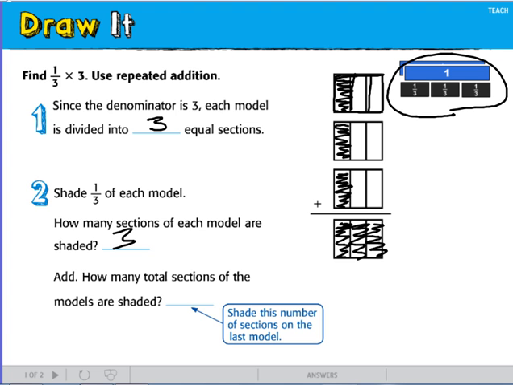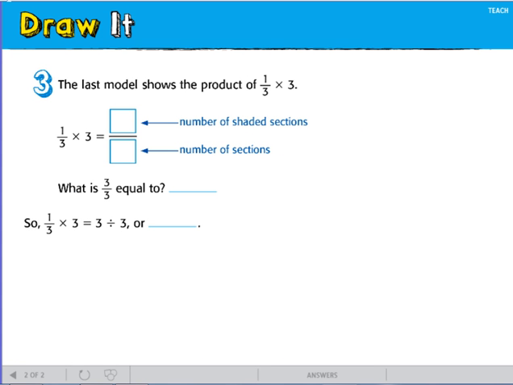Okay? So there's 3 sections shaded. Now how many total sections of the model? I'm sorry. Did you see what I just did? Okay, so in each one of these models, I have 1 section shaded. We added them all together. I have a total of 3 sections that I shaded, which in my answer, I then shaded 3 sections. Okay. So now, we're over here. So our 1/3 times 3, I shaded 3 of my thirds. So 3 thirds is equal to 1.